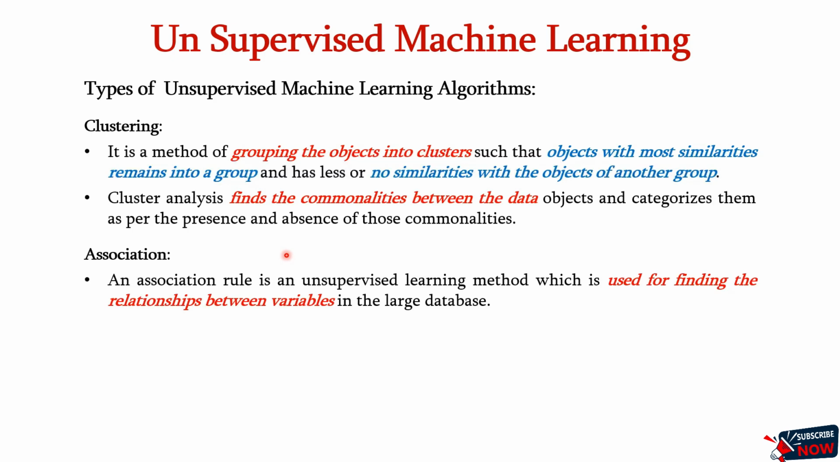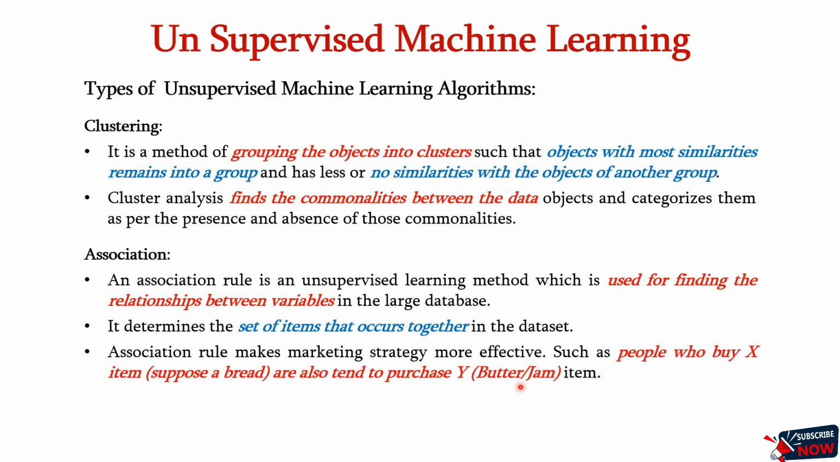Next, we have association. It is an unsupervised learning method which is used for finding the relationship between the variables in a large database. It determines the set of items that occur together in the data set. It makes the marketing strategy more effective. Like people who buy X also tend to purchase Y. For example, people who buy bread also tend to buy butter or jam. So the best example for this association rule is market basket analysis.